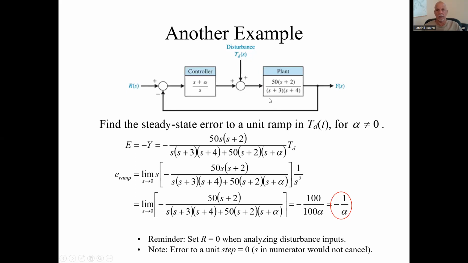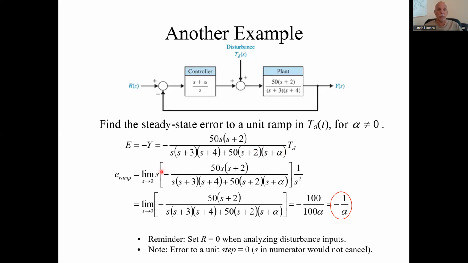So it is, let's see, the denominators, the product of the denominators, plus the product of the numerators, 50 times (S plus 2) times (S plus alpha). The numerator is this guy's numerator, this guy's denominator. And to get at the minus Y, I need to also multiply by T sub D in the Laplace domain. It is a unit ramp. That's 1 over S squared.